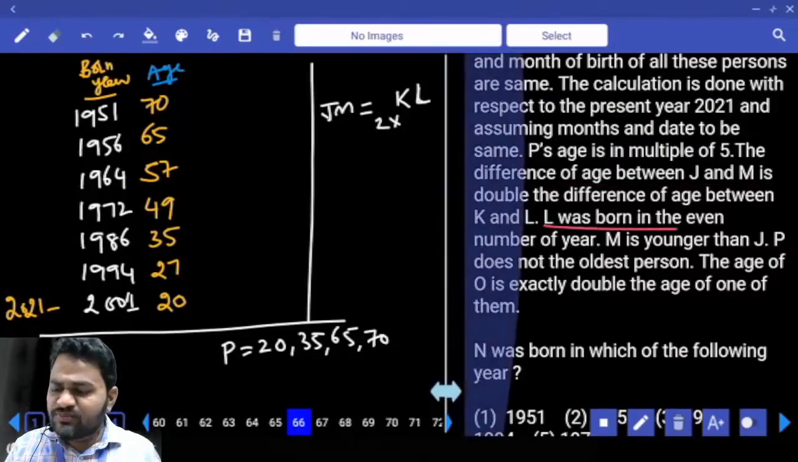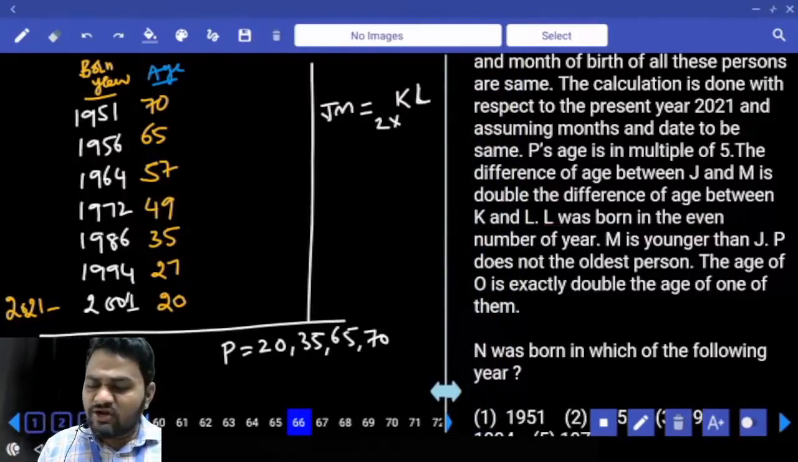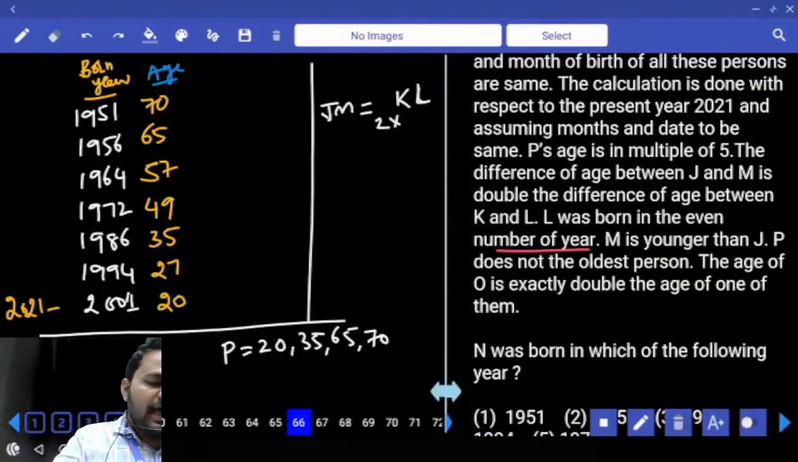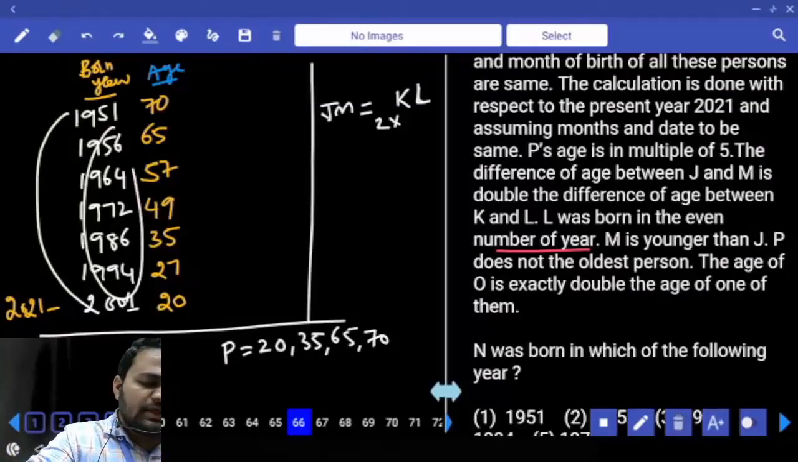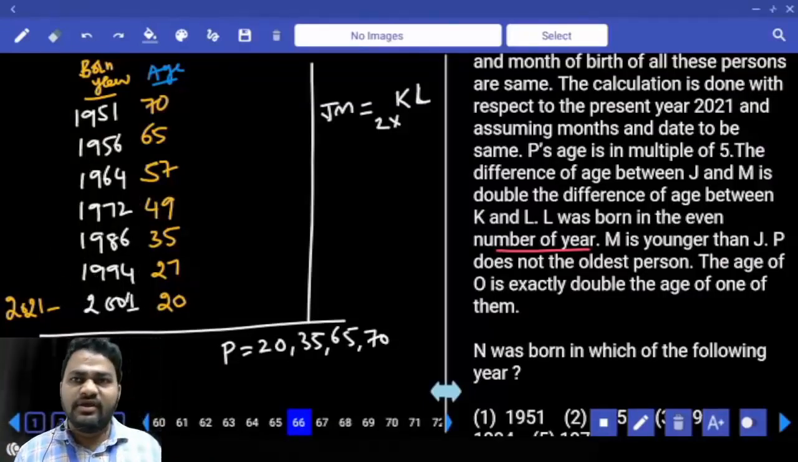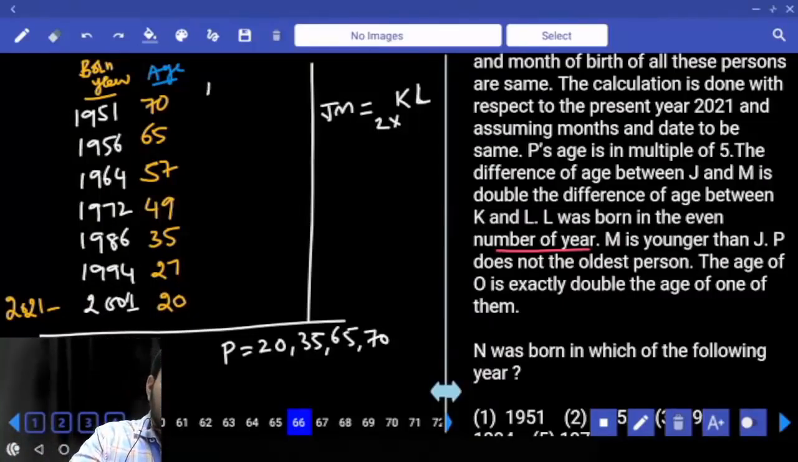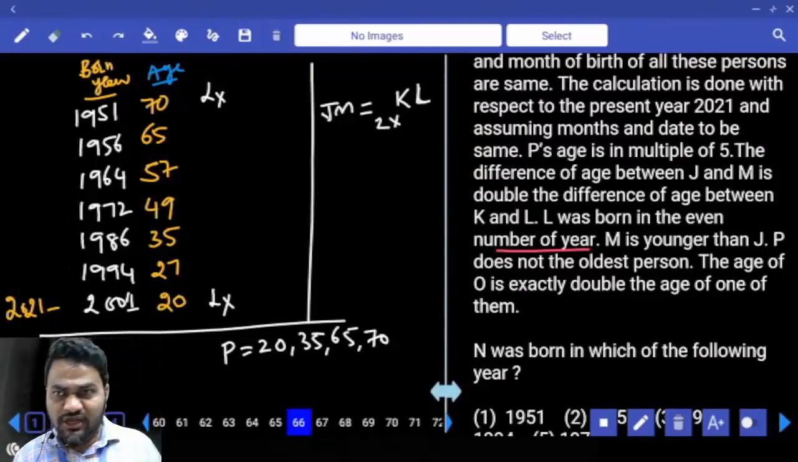Next, L was born in an even number year. So it is related to born year. L was born in an even number year other than first and last. All these years are even number years only. Simply, L must be born in an even number year, nothing but L cannot be possible here. L cannot be possible here. Other than these, all remaining years are even number years only.